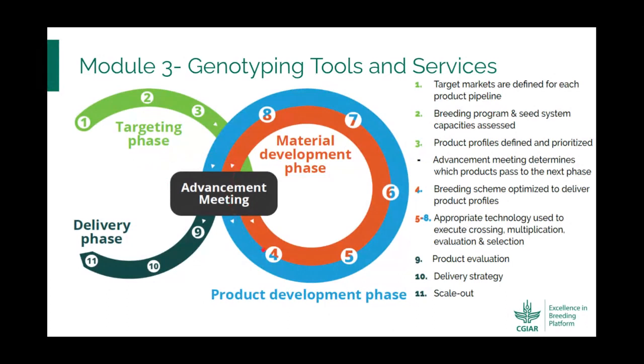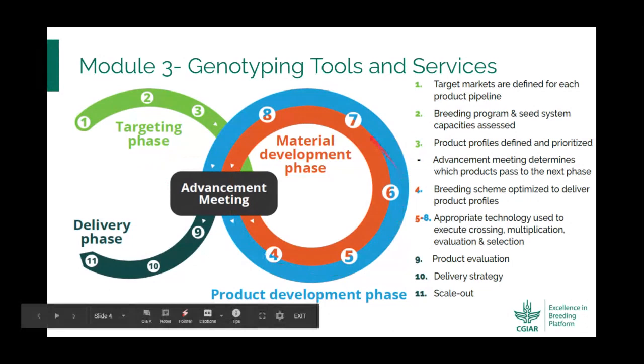And then product development will go into this loop cycle where, once we figure out what our product profiles are, we will go into a rapid recycling, and everything is anchored around the advancement meeting where all the cross-functional teams get together and jointly make decisions on what to advance, what product to release, and what tools and technologies to deploy, et cetera. And then the final phase is the delivery phase, which involves a little bit more on the seed system side, and a lot of national programs will be involved in this space as well.